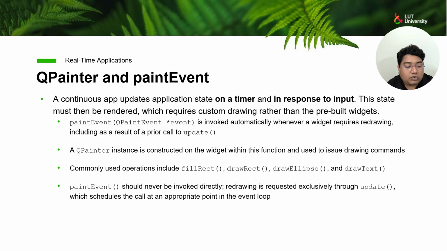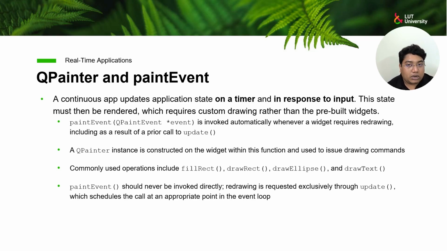Whenever a widget needs to be redrawn, Qt automatically calls a special member function named paintEvent. We never call this function directly ourselves. Qt decides when the screen needs updating. Inside paintEvent, we create a QPainter object. Think of it as our drawing tool. Once the painter exists, we can draw rectangles, circles, lines, text, images, and many other shapes. When the function finishes, the painter is automatically destroyed and Qt displays everything we've drawn.